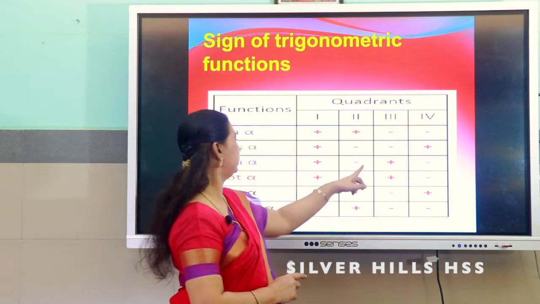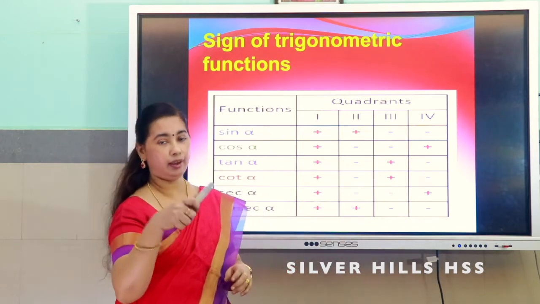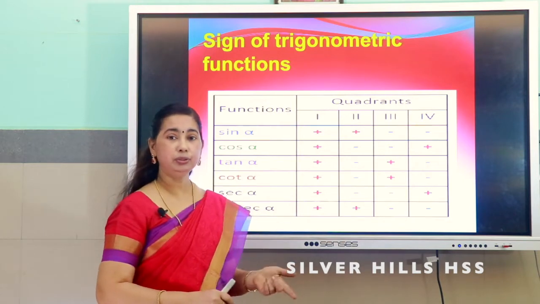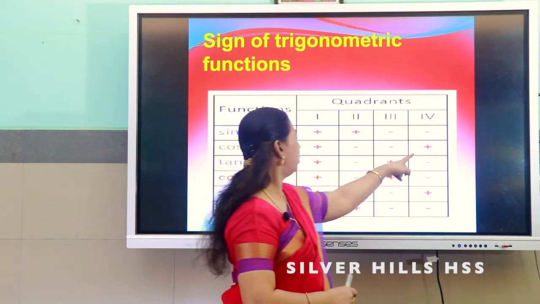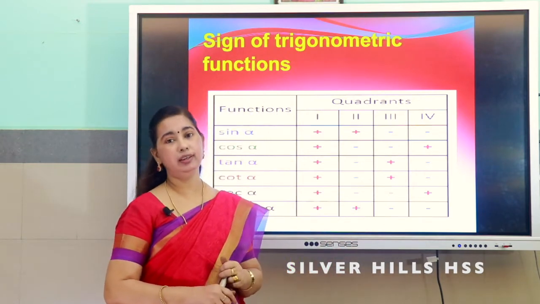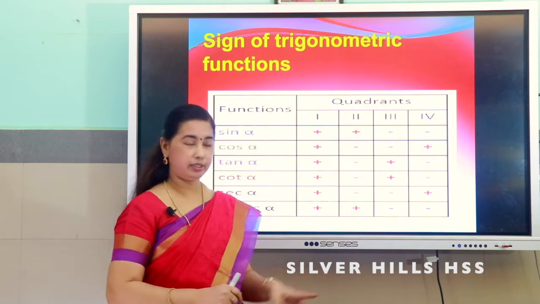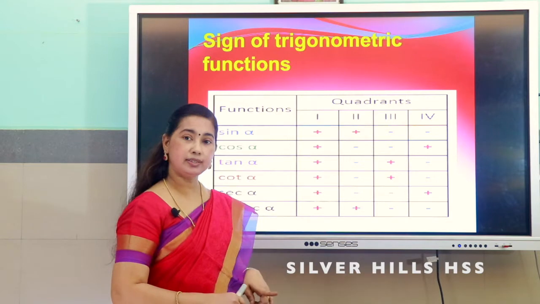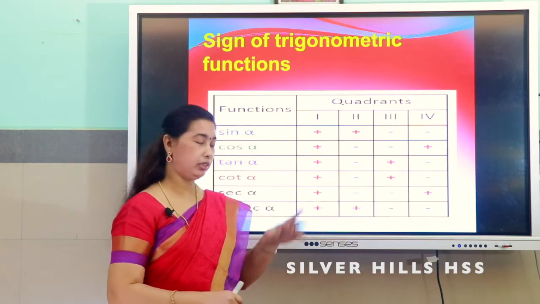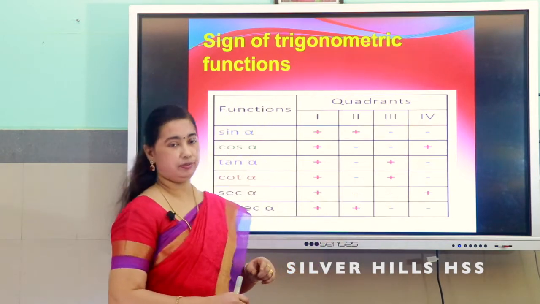What about the third quadrant? In the third quadrant, tan and cot are positive. Tan and its reciprocal are positive in the third quadrant. And in the fourth quadrant, cos and sec are positive. So once again, all are positive in the first quadrant. In the second quadrant, sine and its reciprocal are positive. In the third quadrant, tan and its reciprocal are positive, and in the fourth quadrant, cos and sec are positive. Okay.